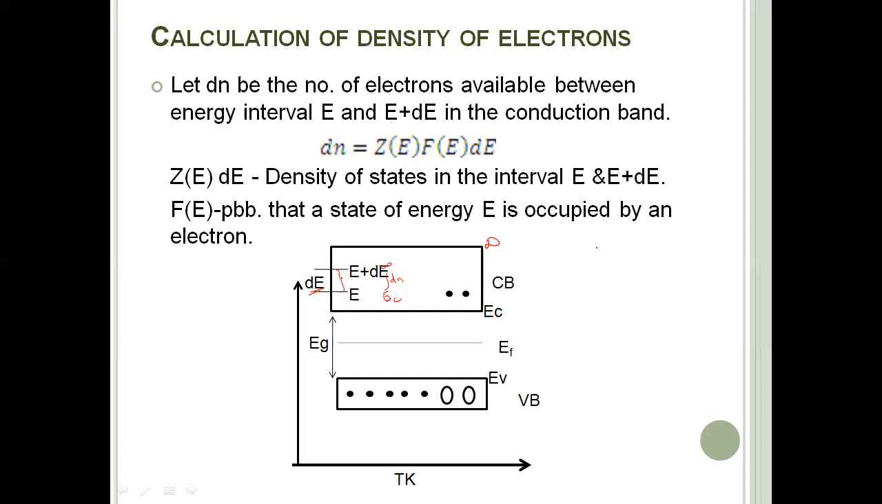Then dn can be written as dn = f(E) z(E) dE, where f(E) is the probability function and z(E) is the number of states present in this gap E to E plus dE. These are the number of different states which are present in the gap E to E plus dE. This number, the density of states, is given by a function z(E) dE, which you multiply with the probability function for that state to be occupied, given by f(E).